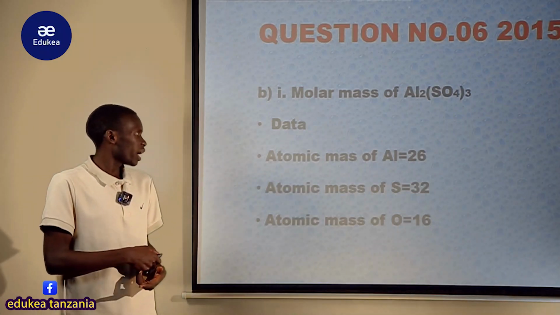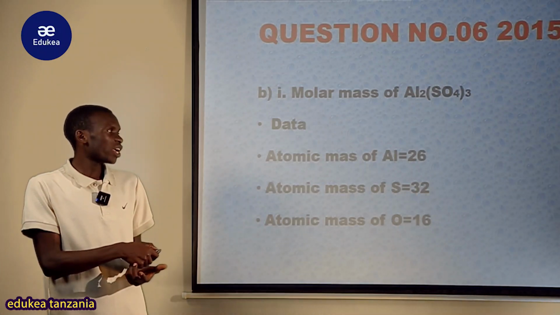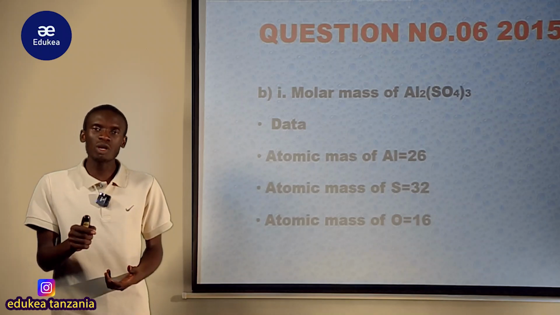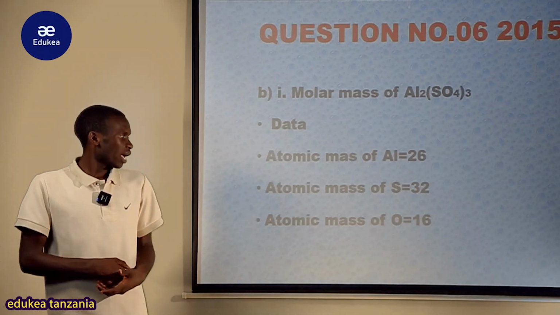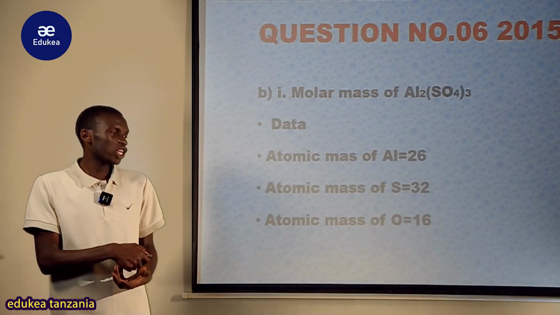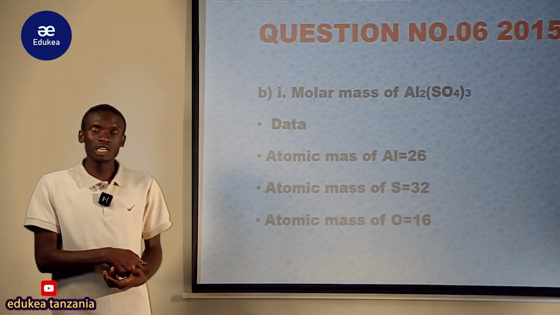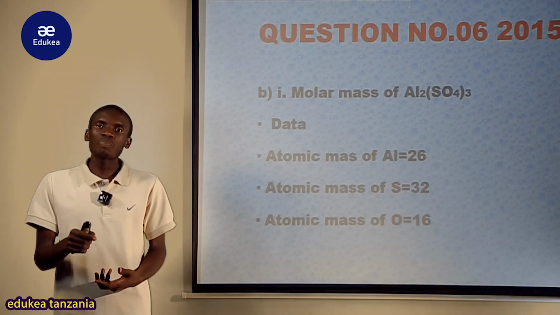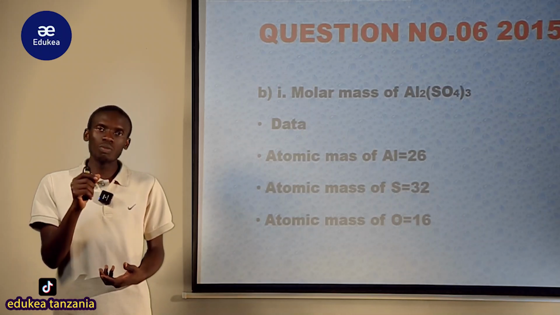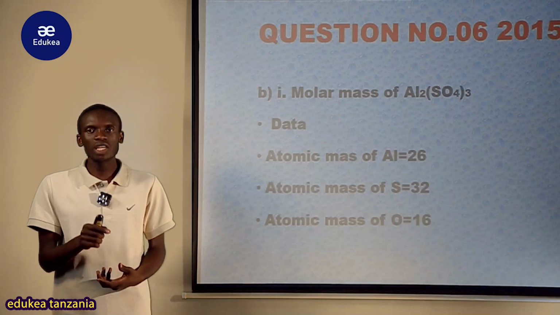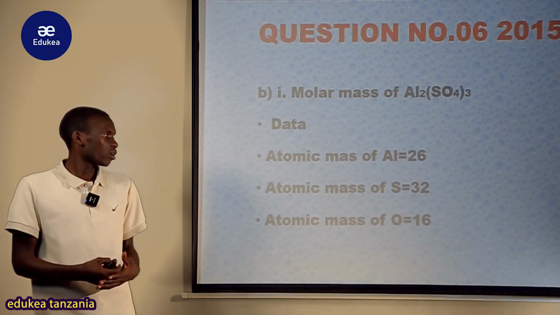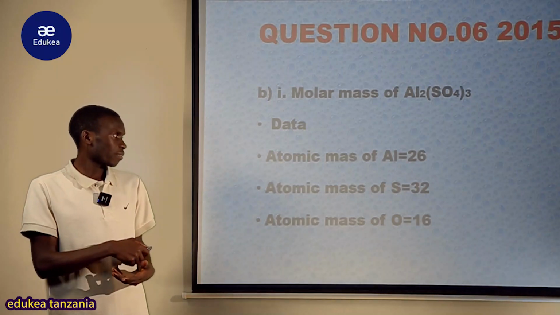That is about it. And the atomic mass of sulfur is 32. Sulfur atomic number yake ni 16. Mara 2 unapata 32. And the atomic mass of oxygen is 16 because atomic number of it is 8. So 8 plus 8 get 16 kwa sababu ni even number. Even number unachukua kama ilivyo tu. So that is about this.